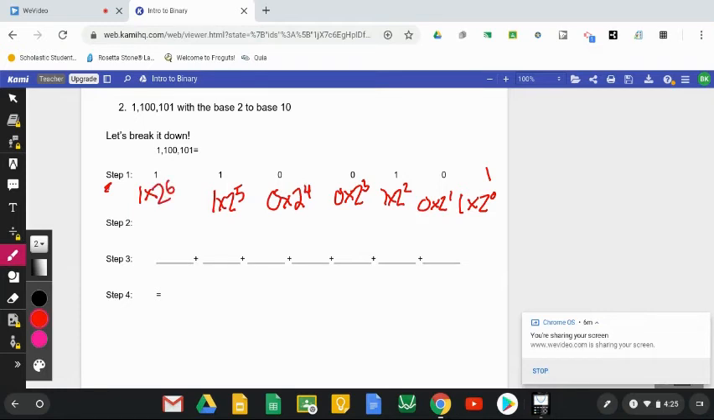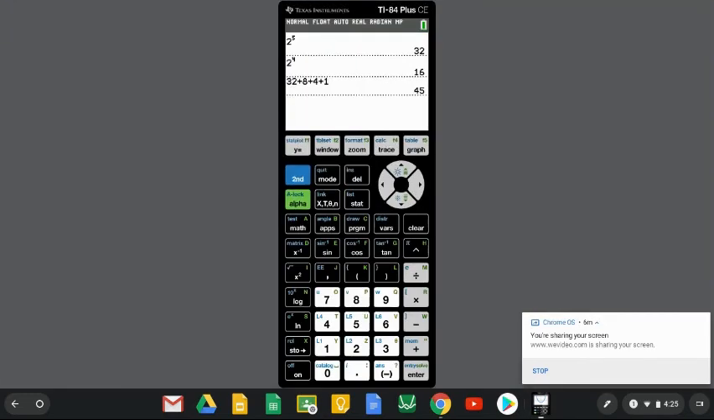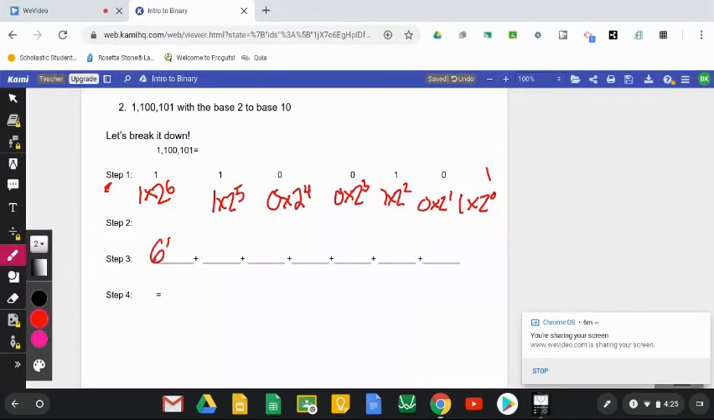That's step 2. Next step, I'm going to multiply these. Now I can start any way I want. Let's go down here. 1 times 2 to the 0 or 1 times 2 to the 6. Let's do 2 to the 6. So I do 2 to the 6, 64 times 1, 64. 2 to the 5th from the last one we did was 32. 1 times that is 32. Anything times 0, 0.